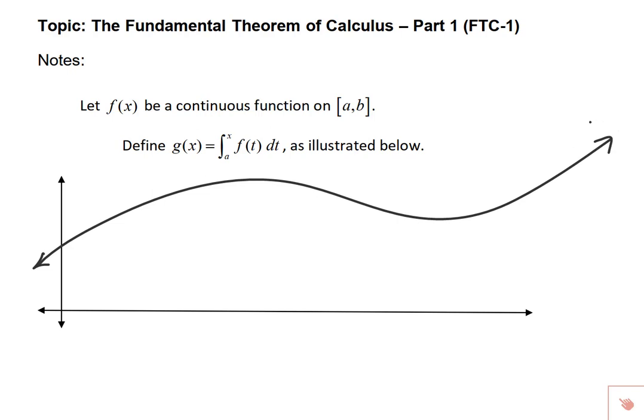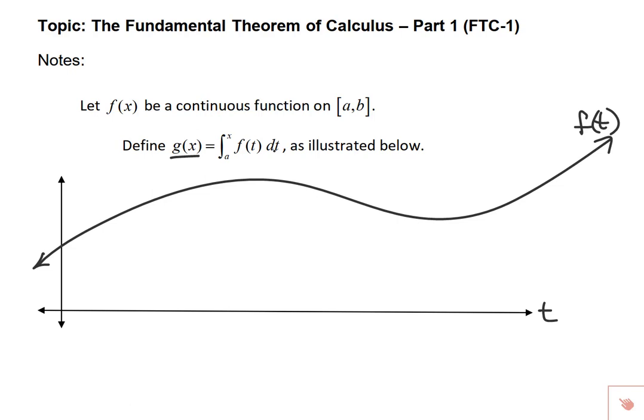Now we're going to name this curve f of t, and in so doing we're going to call what we typically think of as the x-axis the t-axis. You'll notice in this function we're about to define a couple different variables being used, and that can be confusing, but hopefully by the time we're through this explanation it'll make some sense. This new function, which we're going to define as g of x, is as follows: it's the definite integral from a to x of f of t dt.